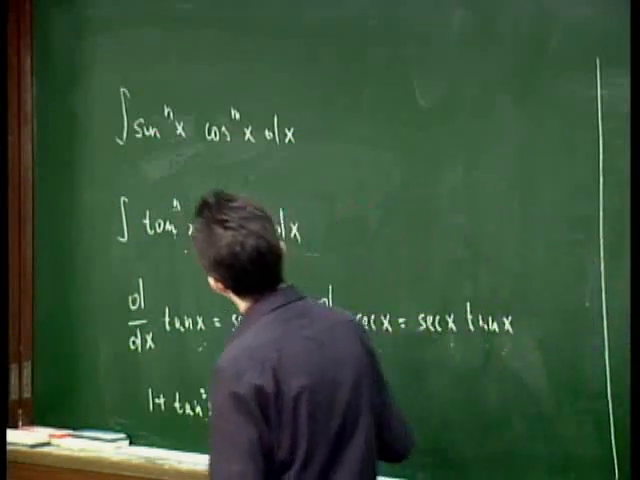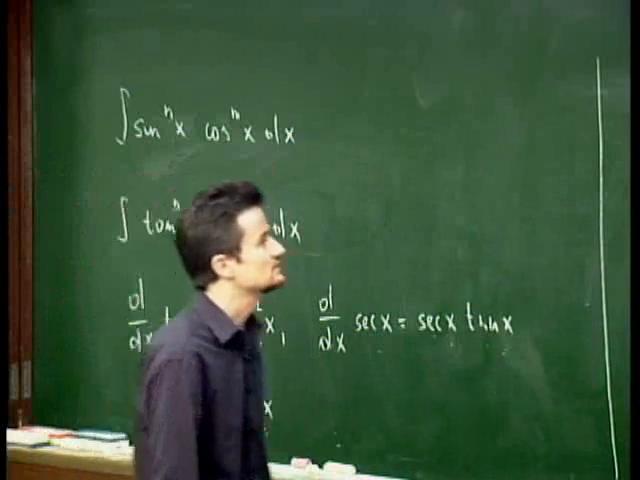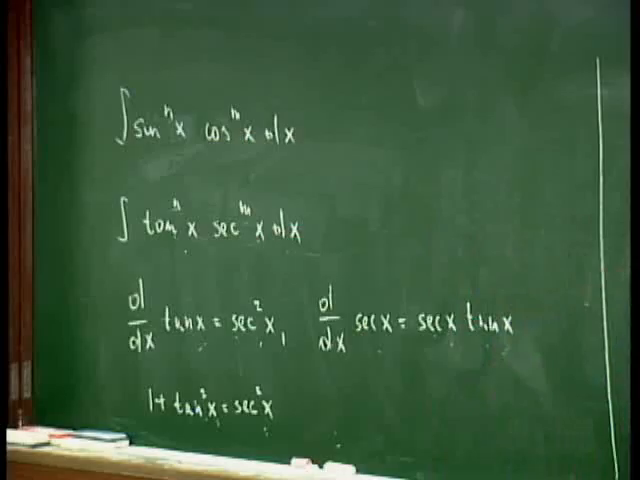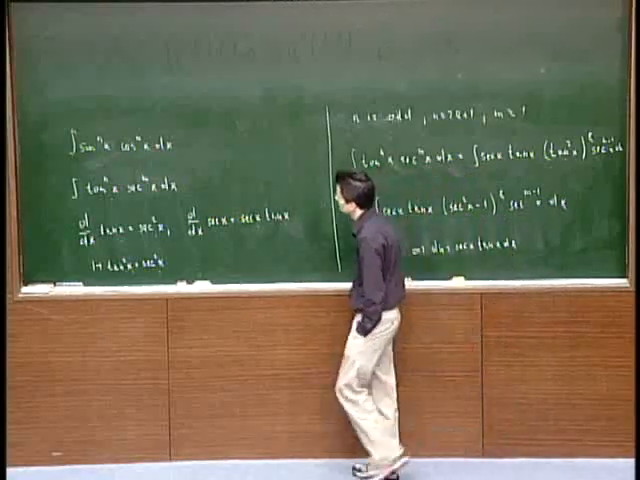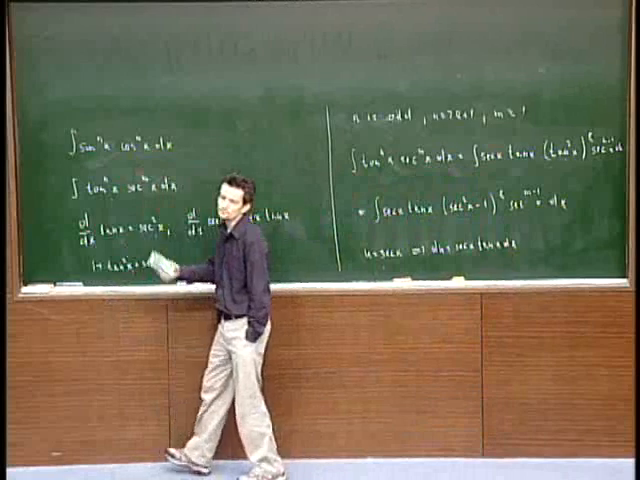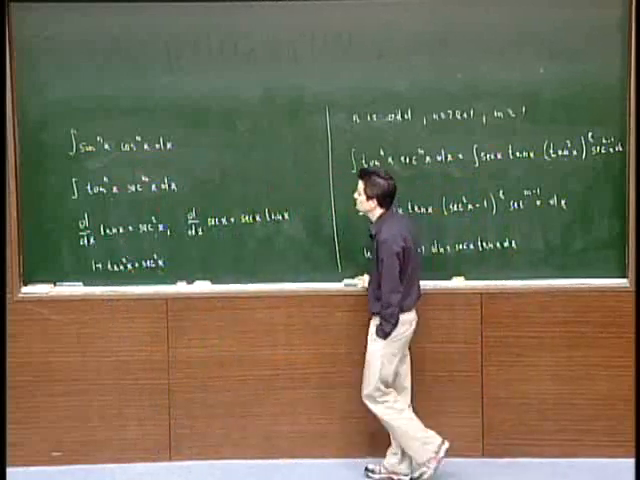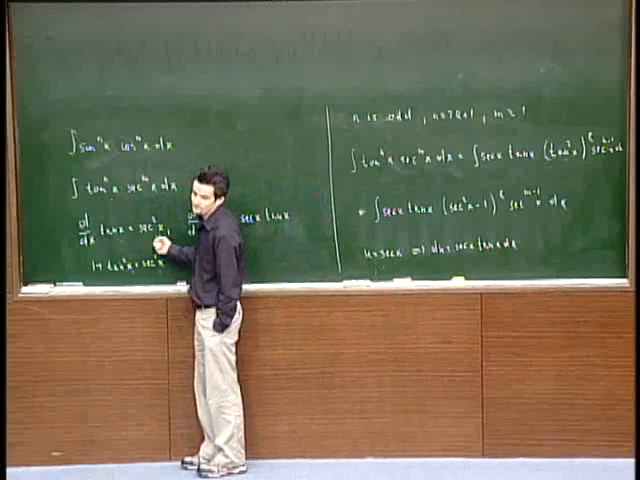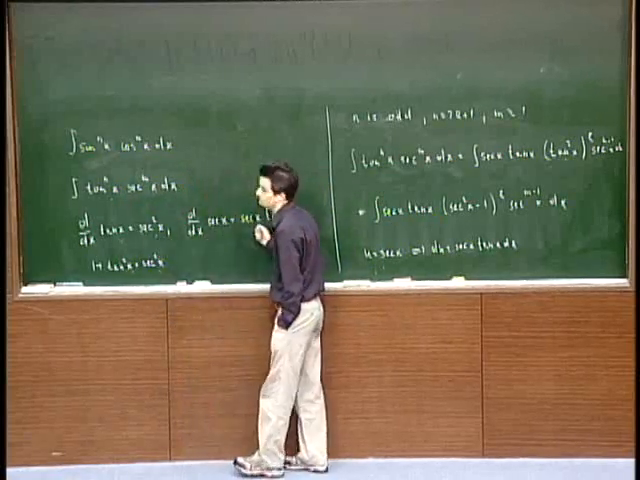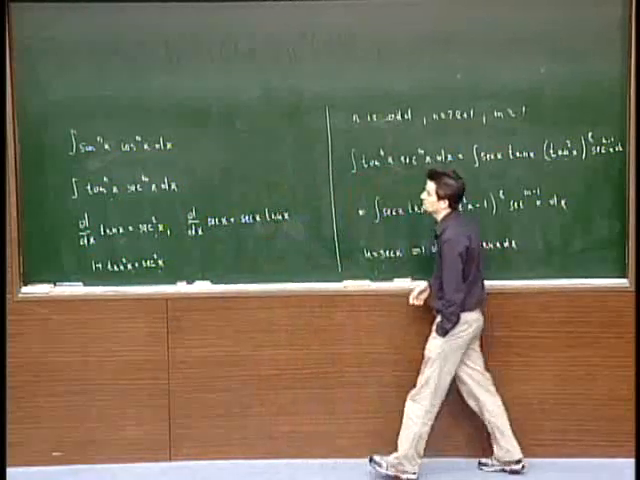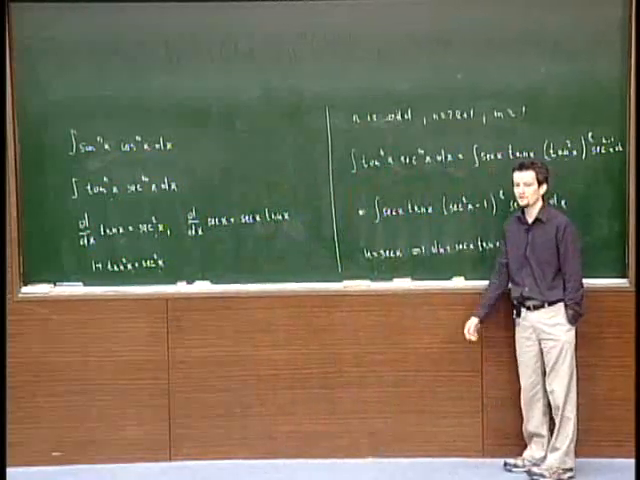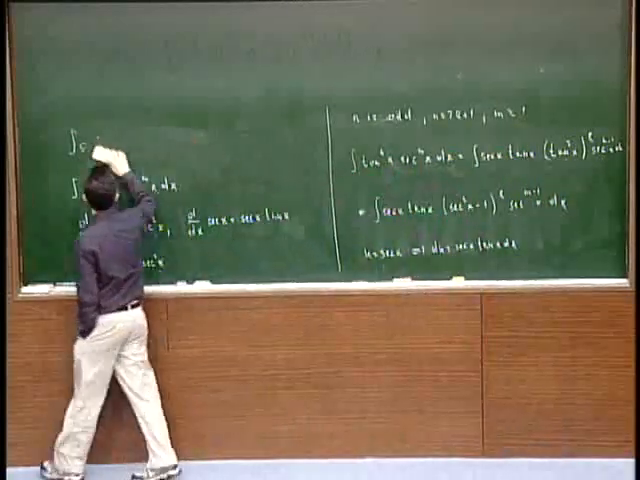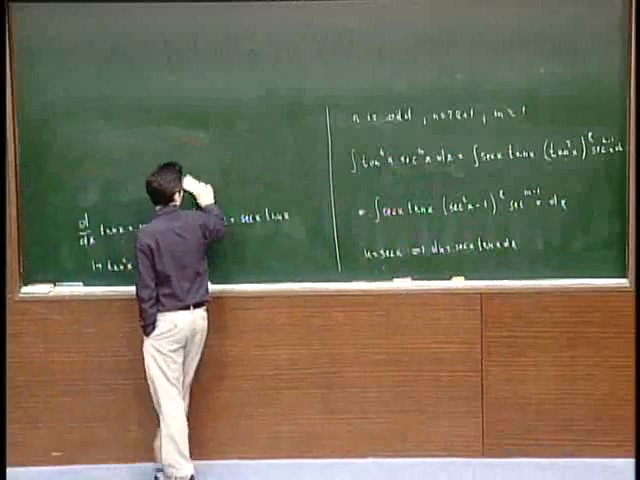So what are the remaining cases? For instance, an integral we cannot handle by this approach is the integral over tangent to the cube of x. Because if we have tangent to the cube of x, then of course we do not have the secant square to take out, and we do not have a secant times a tangent which we can take out. So in this case we have to rewrite the integral first, and then maybe can use something like this.